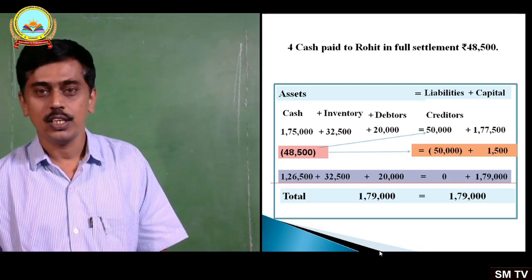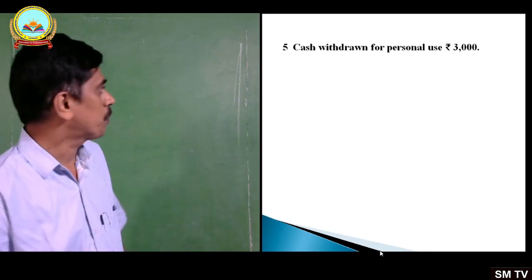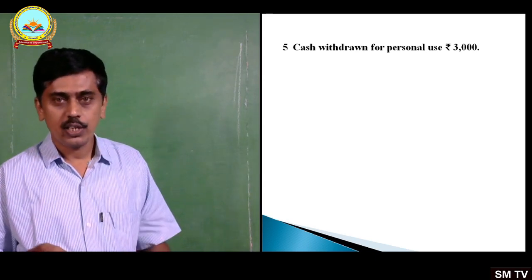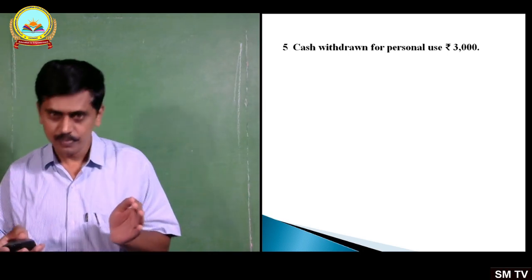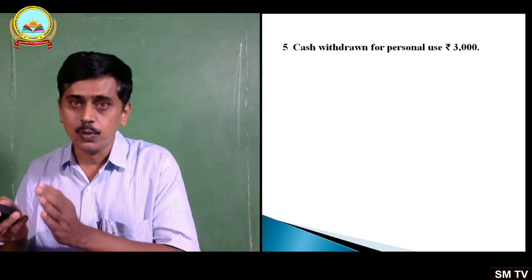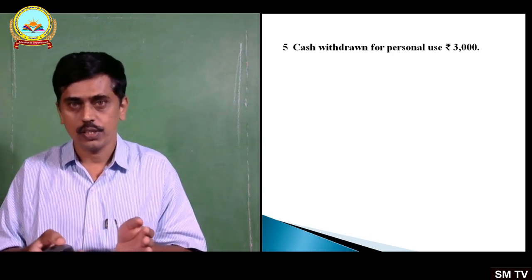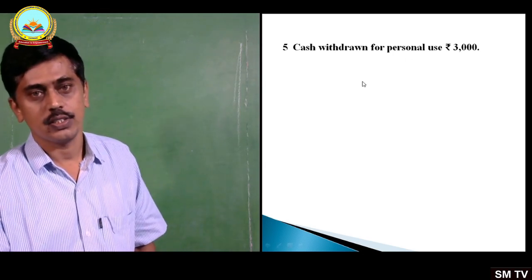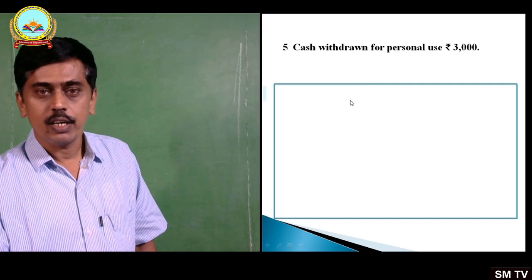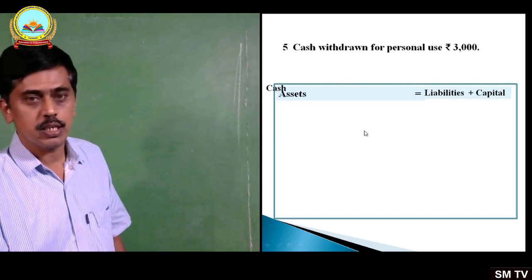Very interesting, isn't it? Now let me take the last transaction, that is cash withdrawn for personal use, rupees 3,000. Cash withdrawn for personal use is called drawings. Now let me write the equation first. So write it quickly. Assets equals liabilities plus capital.